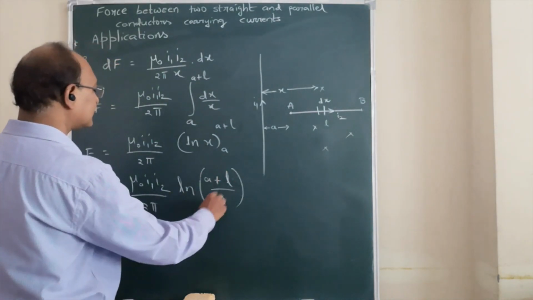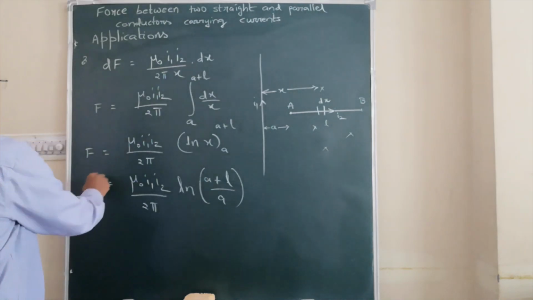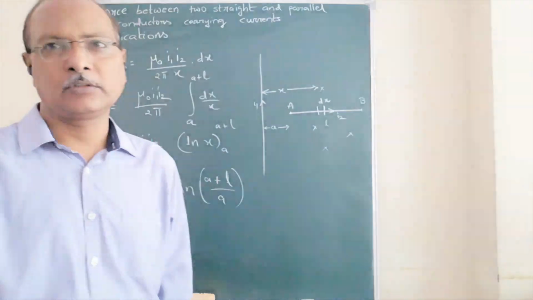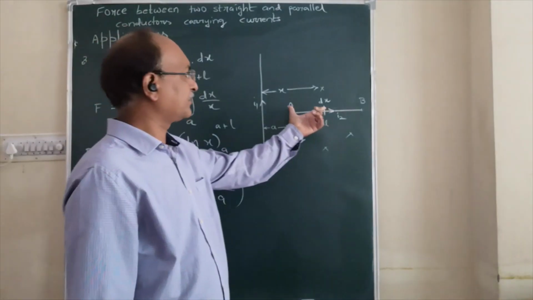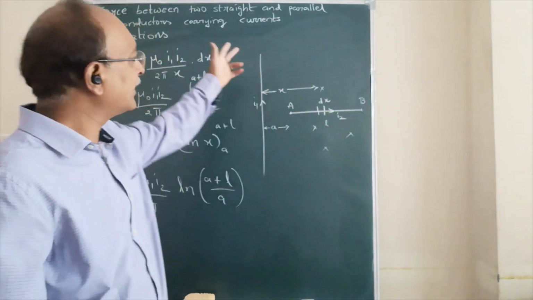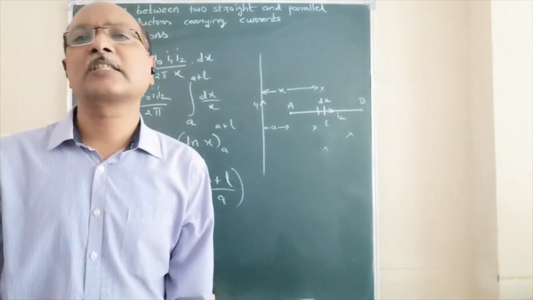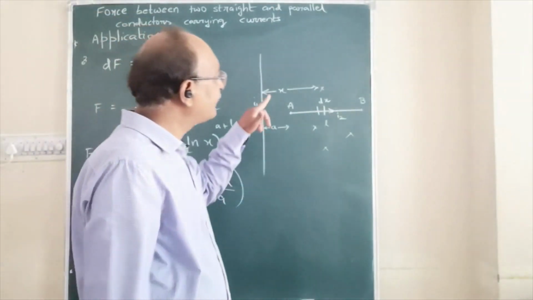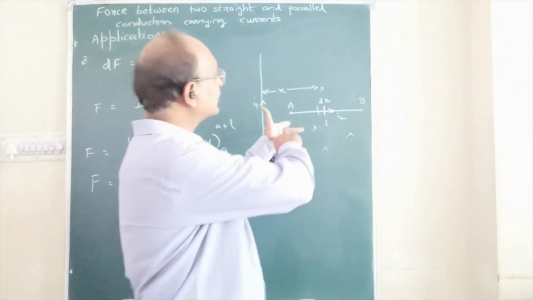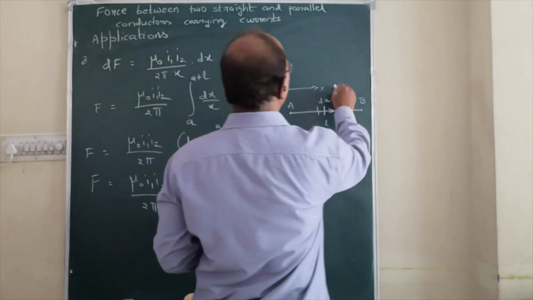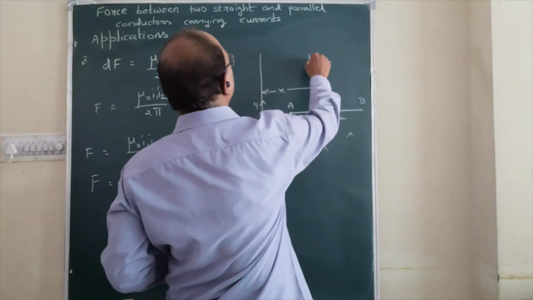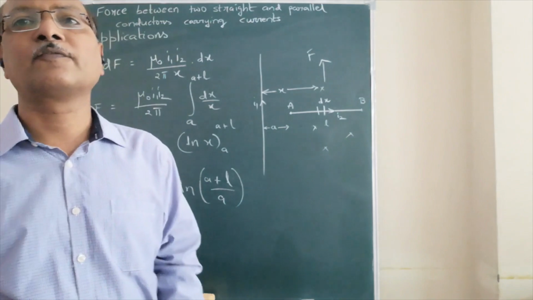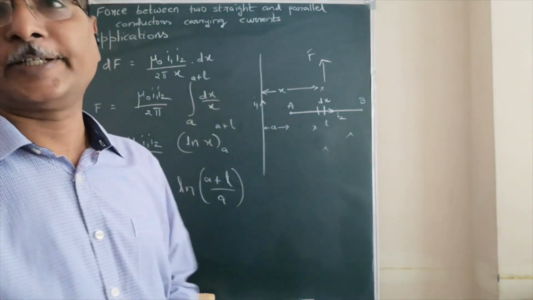So that is the magnitude of the force between the conductor carrying a current I2 and this conductor. You can also find the direction using Fleming's left-hand rule. The magnetic field is into the plane, current is in this direction, so the force will be in the opposite sense. So there is a force in the upward direction.